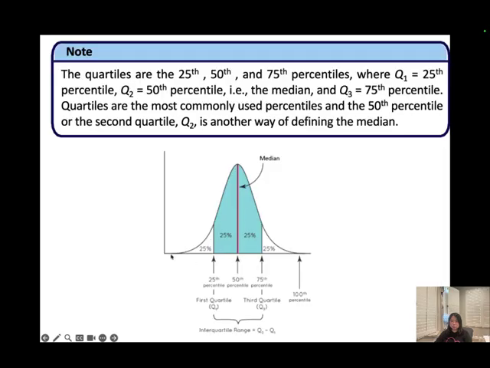So let's look at this picture. I assume the data is normally distributed. So I'm going to divide it into 4 equal parts. Each part is about 25%. The first one here is called the first quartile, Q1. And then when I cut it in half, 50% of the data is below it and 50% is above it. So this is your Q2, or you can call it the median. And the last one here is Q3.